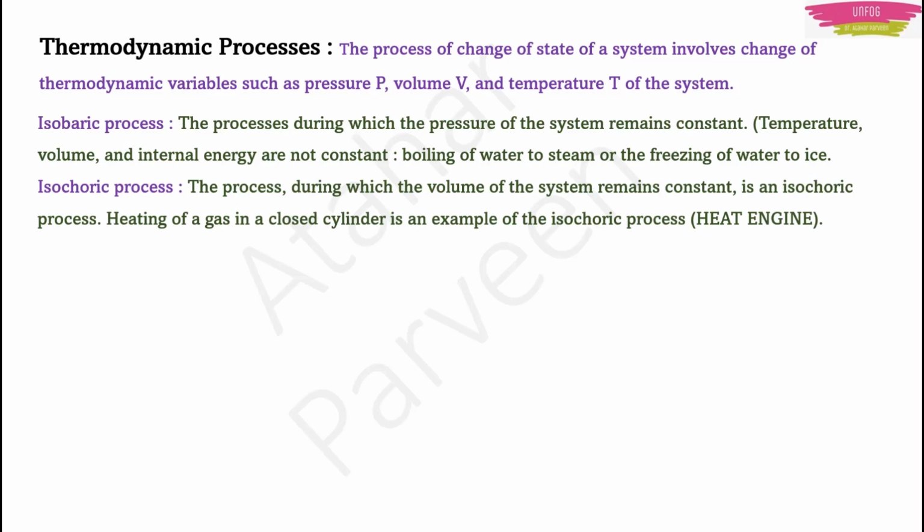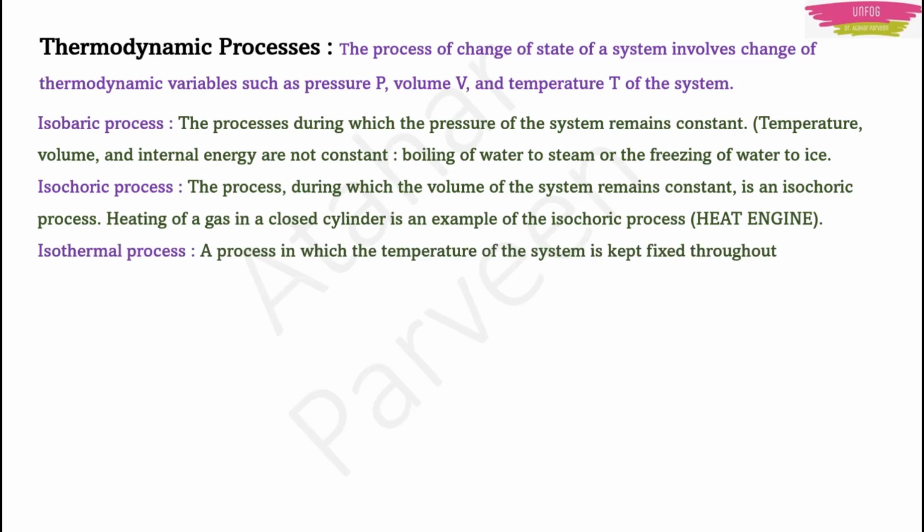Then comes the isochoric process. In isochoric process, the volume of the system remains constant. For example, heating of a gas in a closed cylinder. The best example is a heat engine. We'll talk about the heat engine also in this lecture only. The process happening in the heat engine is an isochoric process.